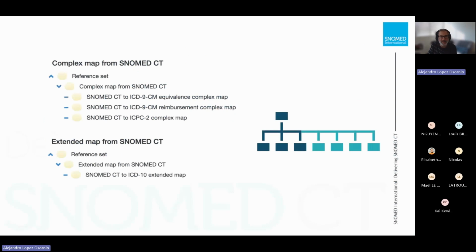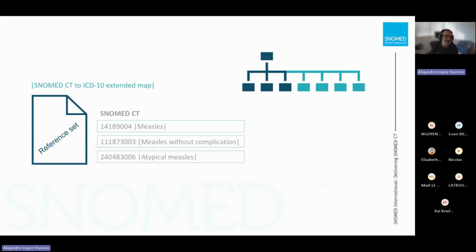The only ones that are really used today is the extended map to ICD-10. This is really much in use and it's a global one. The ICD-9 CM is more used in the US, and the ICPC2 now is deprecated, but the rest one, the ICD-10 one is the one that we use every day around the world.